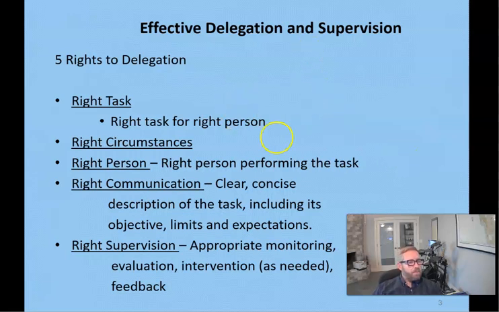Okay. And finally, the right supervision. What's the appropriate monitoring? Is that you? Is it somebody else? But how are you going to verify that that work is being done safely and appropriately? And then, of course, it's important to give feedback as well. We'll talk a little bit about how to develop your delegatee and how you can start to make that person progress on their career ladder as well.